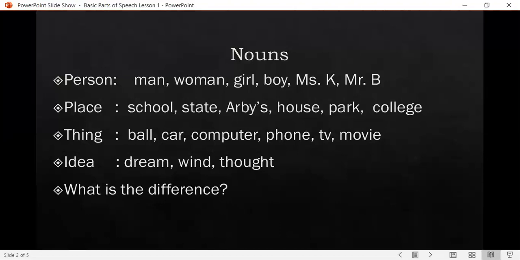And the same with a thought. You might have a thought about something, but you can't touch it. You can't feel it. It may leave you with a feeling, and you may see it in your mind, but you can't see it with your eyes. So that's the difference between these nouns.